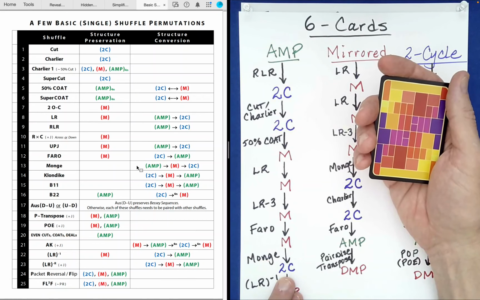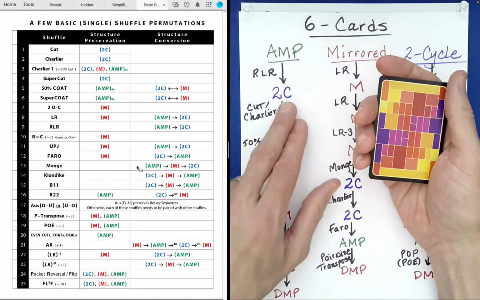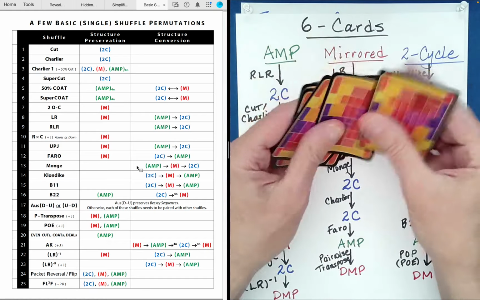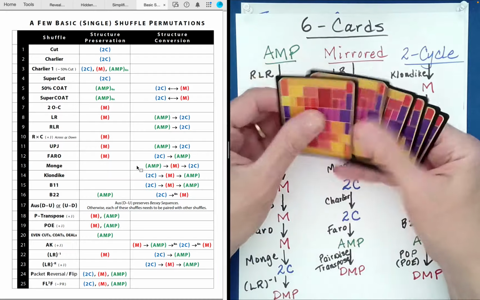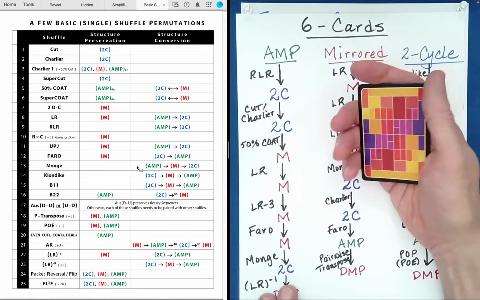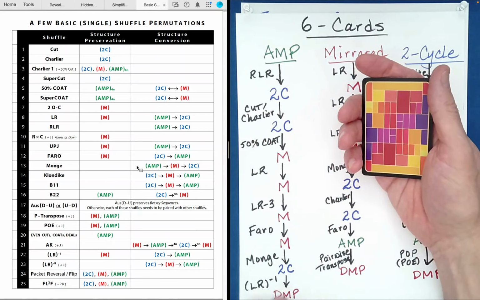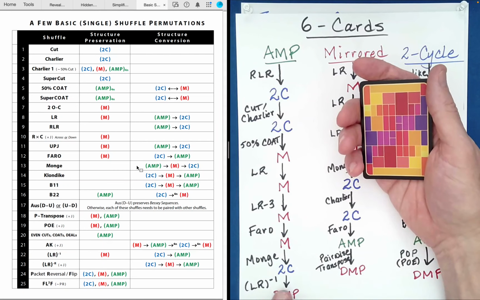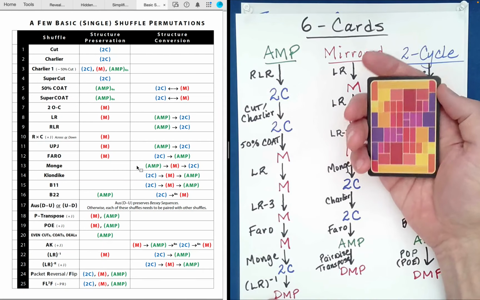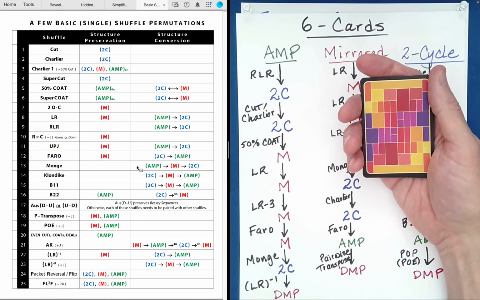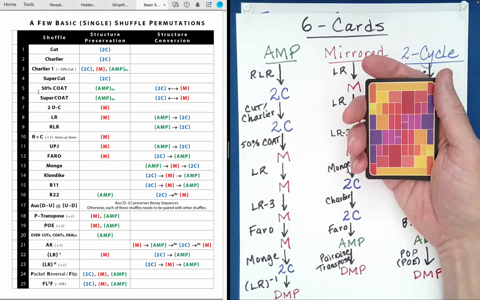Now that it's a 2-cycle, if you wanted to, you could cut it. You could do some Charlier shuffles. You know, this top to bottom, bottom to top, like that. Okay, but let's go ahead and just finish this particular column here of shuffles. Okay, now we're going to finish by converting this 2-cycle to something that's called a DMP, distinct mirrored pairs. That's all it stands for.